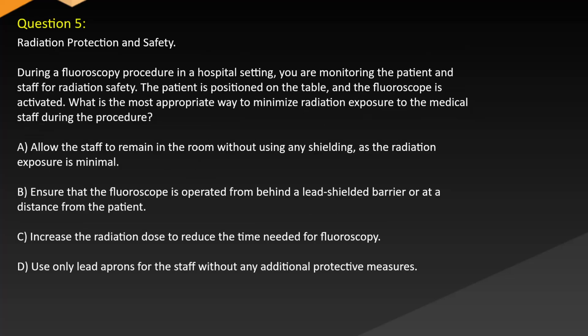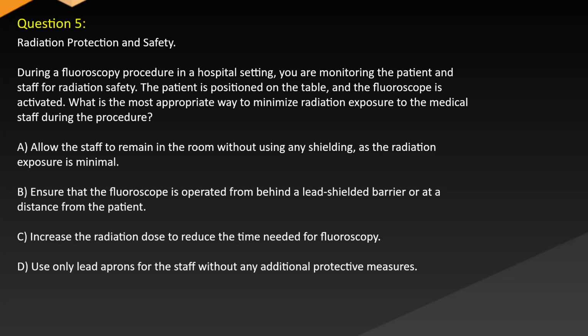Question 5. Radiation protection and safety. During a fluoroscopy procedure in a hospital setting, you are monitoring the patient and staff for radiation safety. The patient is positioned on the table and the fluoroscope is activated. What is the most appropriate way to minimize radiation exposure to the medical staff during the procedure?